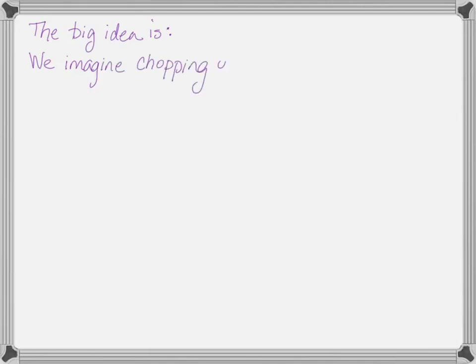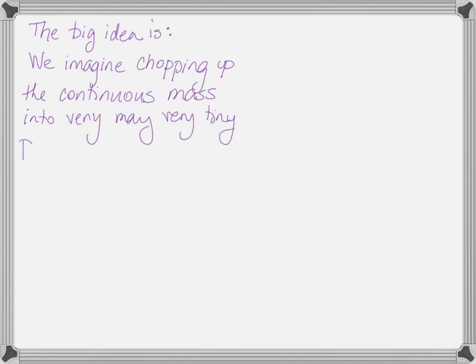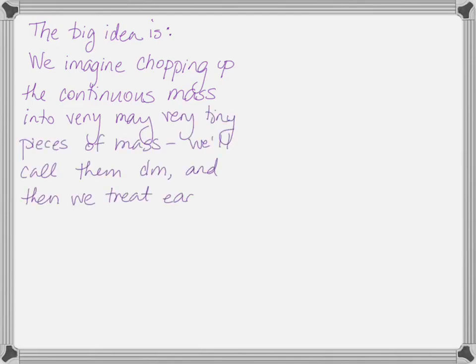So the big idea when dealing with a solid object: we went from 1 point mass to multiple point masses, and when we had multiple point masses, we just added them all up. So the big idea here is we're going to imagine chopping up the continuous mass into very many, very tiny pieces of mass. I'm going to call each one of those pieces dm, for little teeny tiny piece of mass, infinitesimally small. You probably can see where this is going. And then I'm going to treat each dm as if it were a point particle or a point mass.